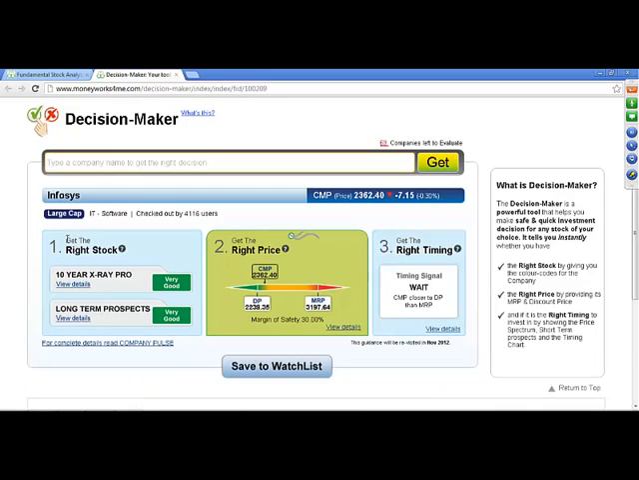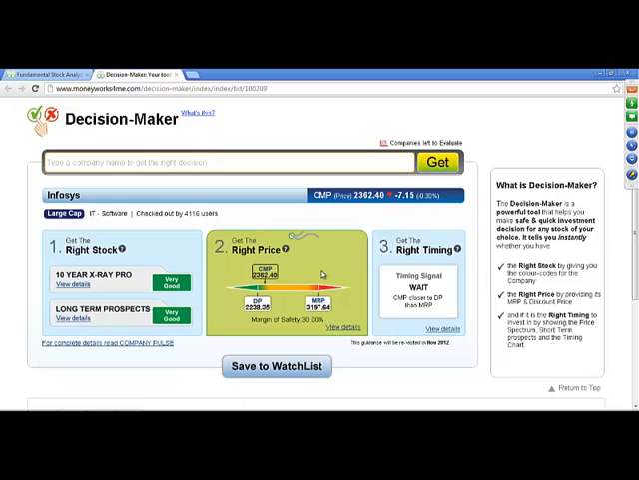So first answer that we want is, is it the right stock? To get this answer, we look at two things: the 10-year X-ray, which is basically the financial performance over the last 10 years, and the long-term prospects. So we want to check how the performance has been with respect to these two parameters. For Infosys we can see that it is green or very good. Ideally what we want is both these things should be green. So that is the case with Infosys, and that tells me that it is the right stock.